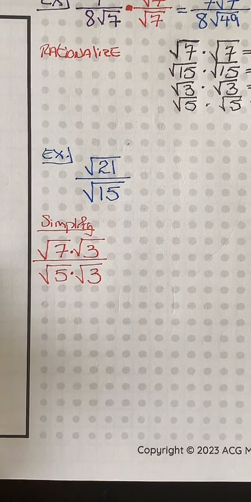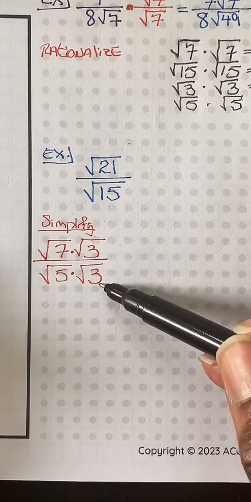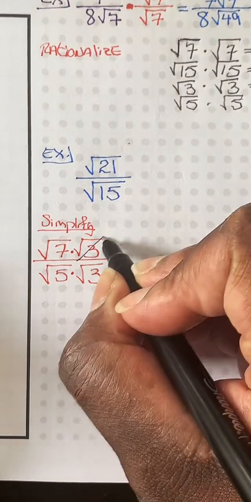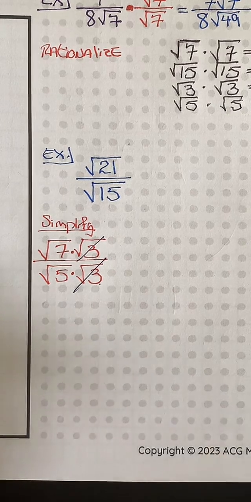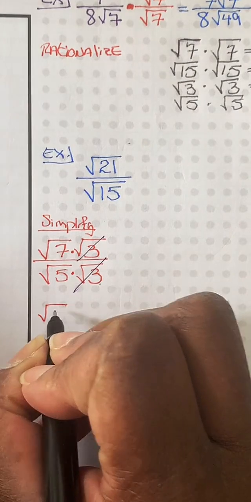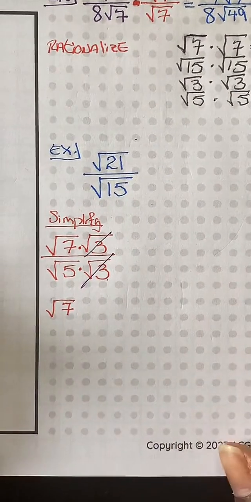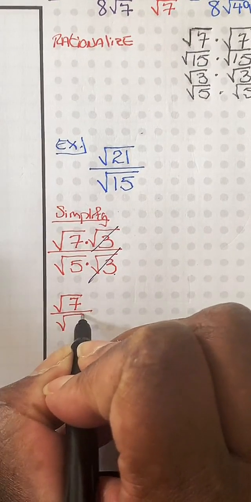So from here, you probably noticed that I have a square root of 3 over a square root of 3. These bad boys can cancel out. So now I have my square root of 7 over the square root of 5.